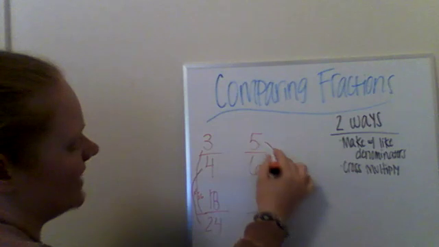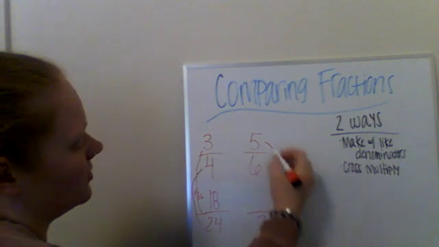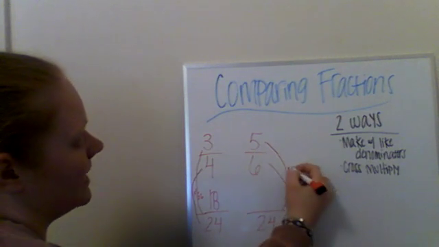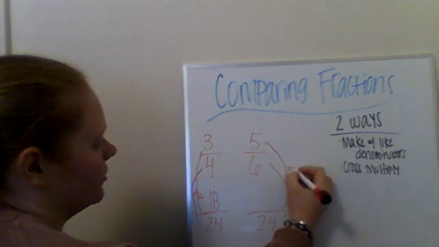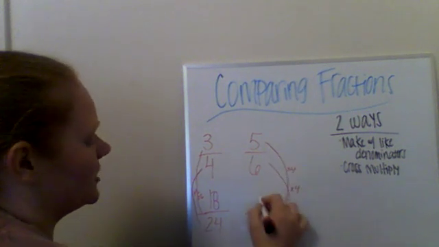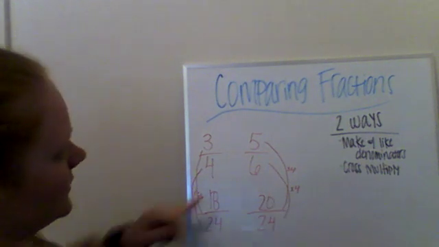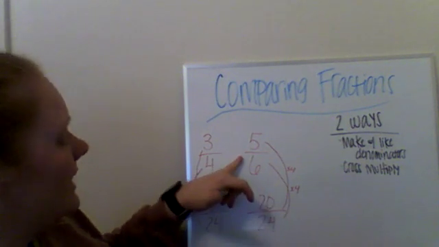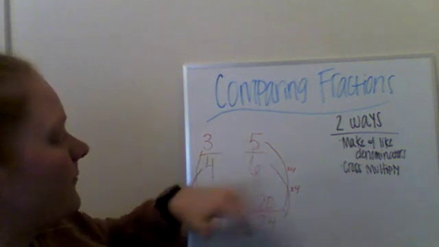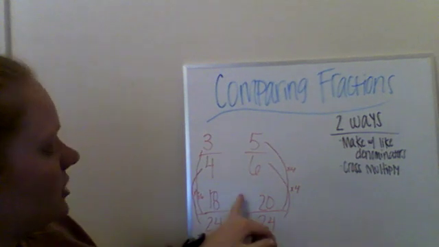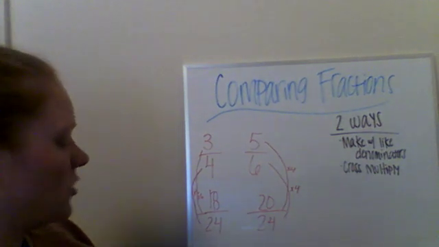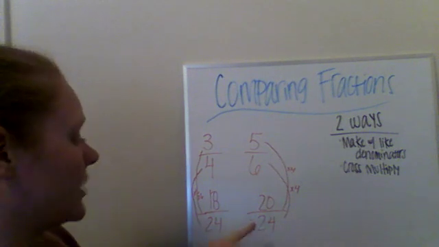So I'm going to do that same thing with my numerator. I'm going to take 5, I'm going to multiply, well, I'm not multiplying by 5, I'm multiplying by 4, sorry. 5 times 4 is 20, okay? So when I took 5/6 and made this fraction have a like denominator of 24, my new fraction is 20 over 24ths, or 20 24ths.